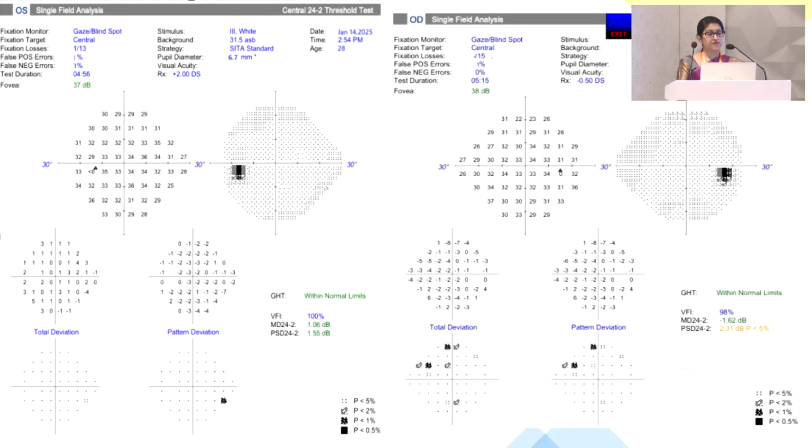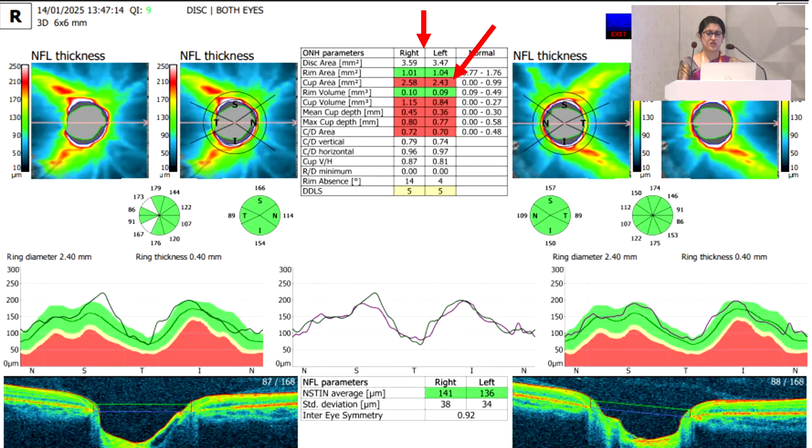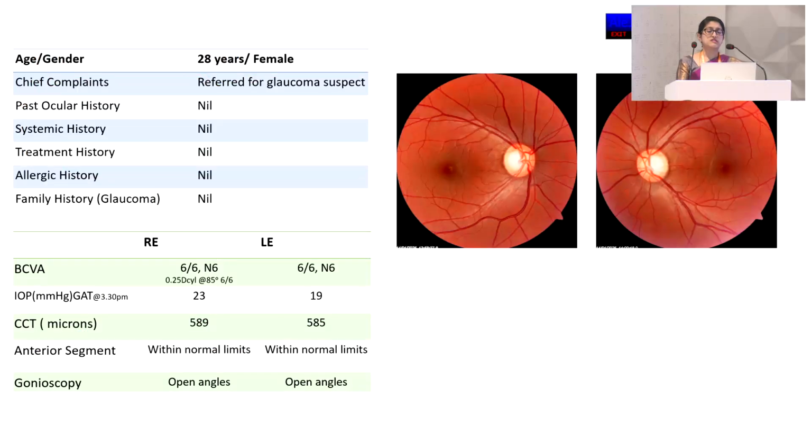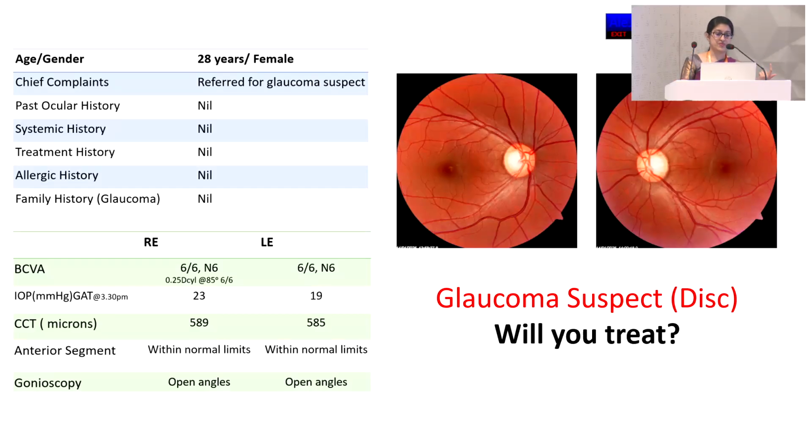So we did a visual field analysis and it came out to be normal, and even the OCT showed a normal OCT picture and it corroborated with a large disc size. So having considered the OCT to be normal and the visual field to be normal, would you treat this patient now? So how many would treat this patient?